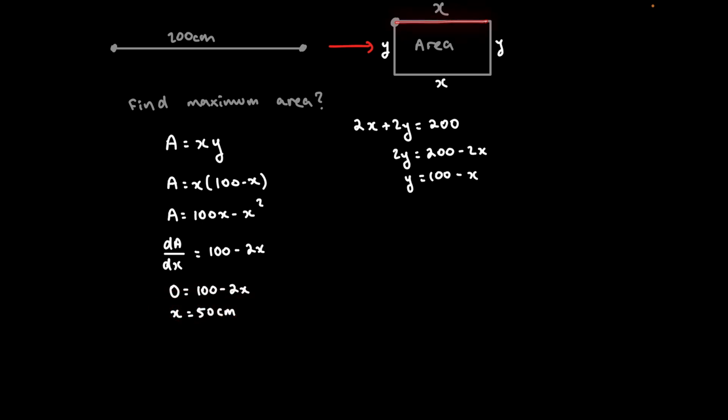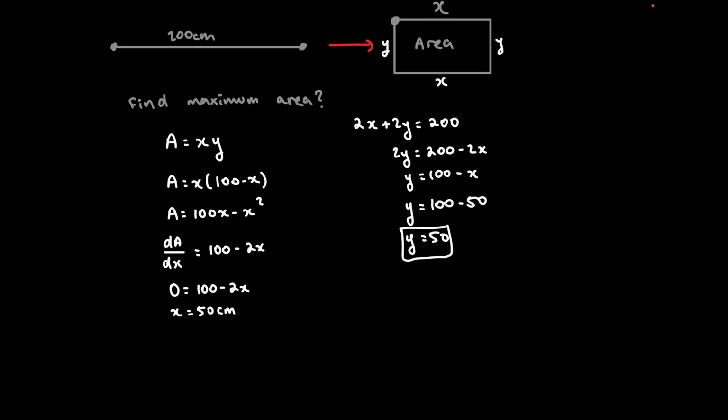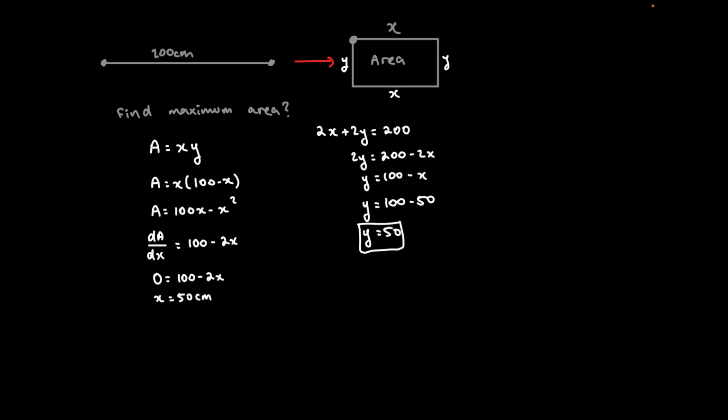So we know this side length is 50, this side length is 50. To work out y, the side length of the other side, it's just 100 minus 50. So y is also equal to 50. That means the maximum area of a box here will be in the form of a square, where all four sides are 50 centimeters long.